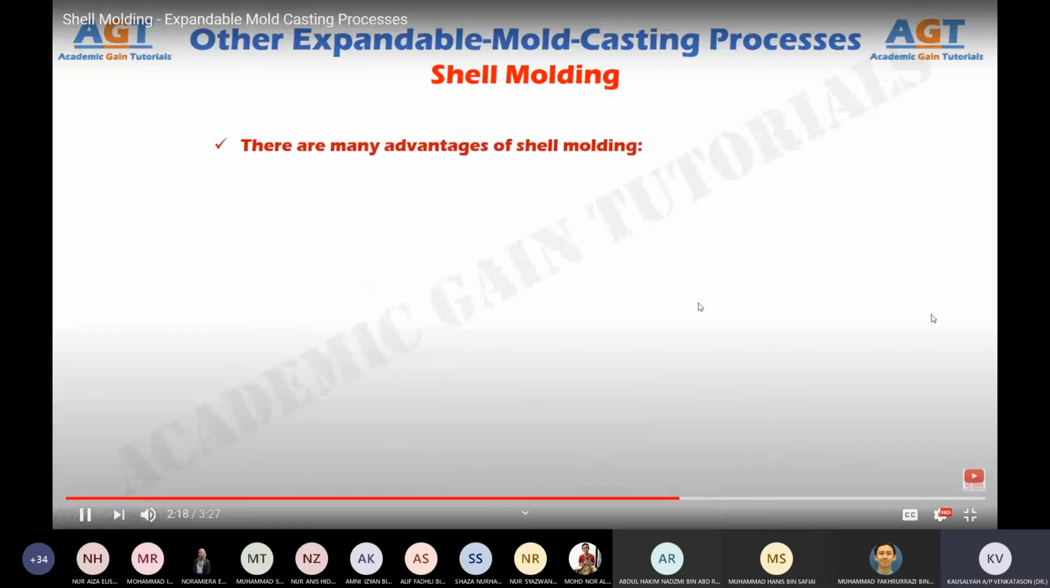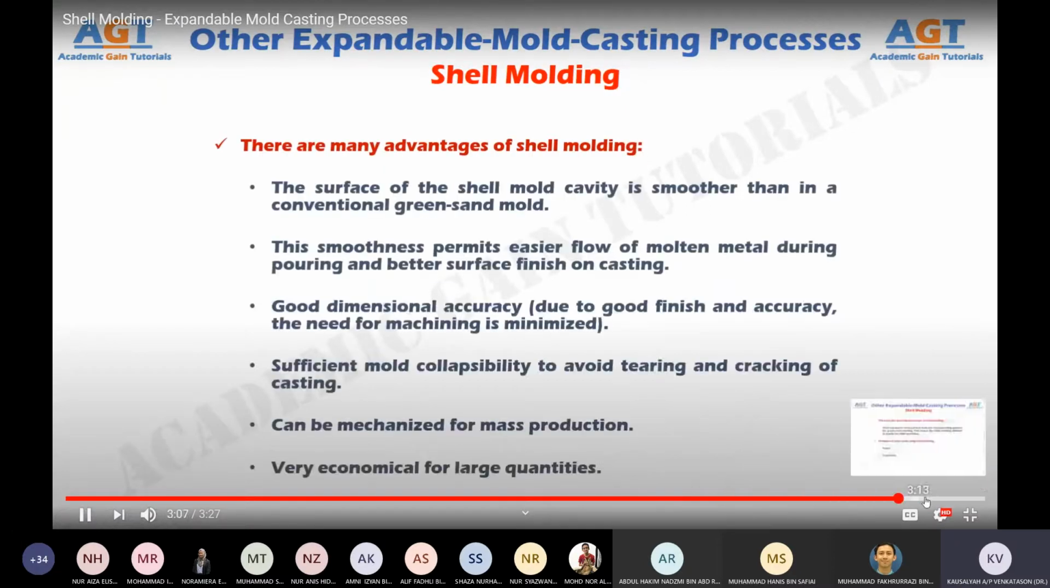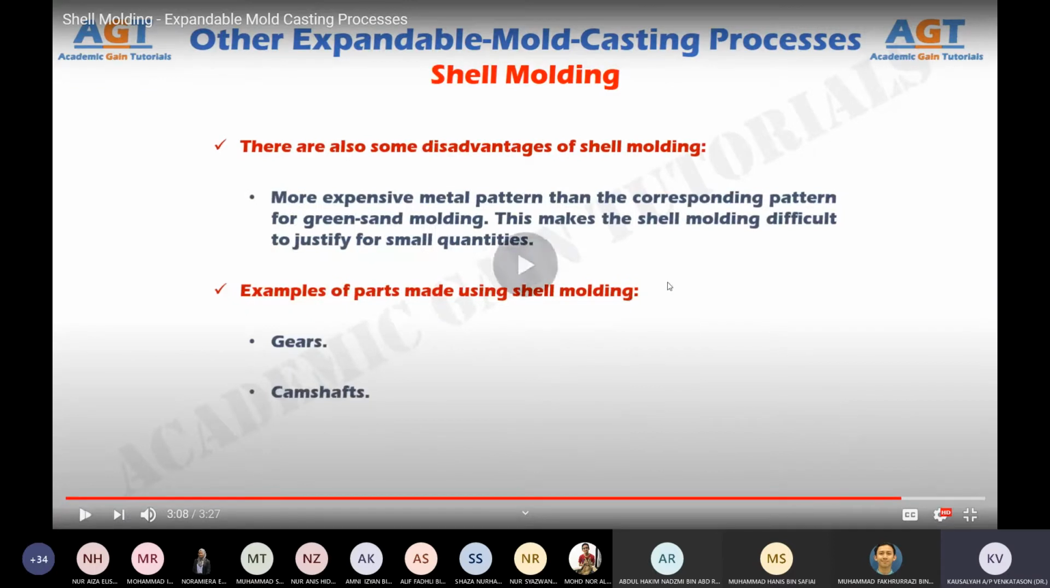There are many advantages of shell molding. Parts made include gears and camshafts. We have studied shell molding, which is one of the expandable molds.